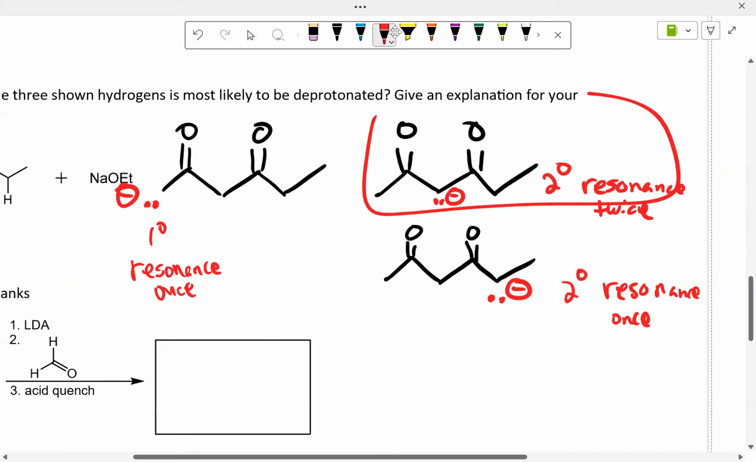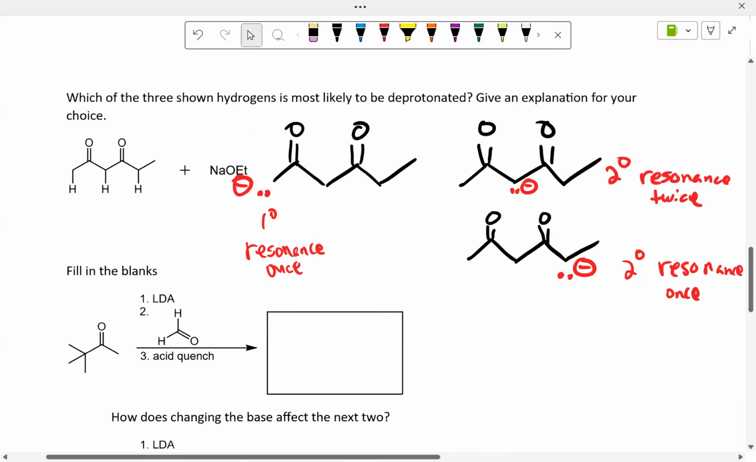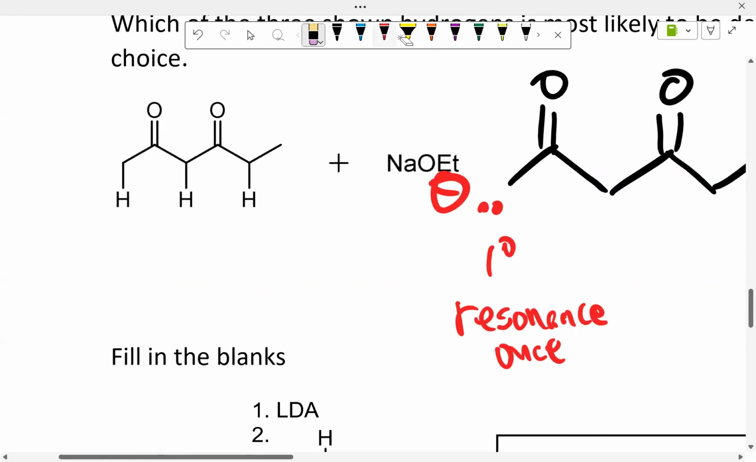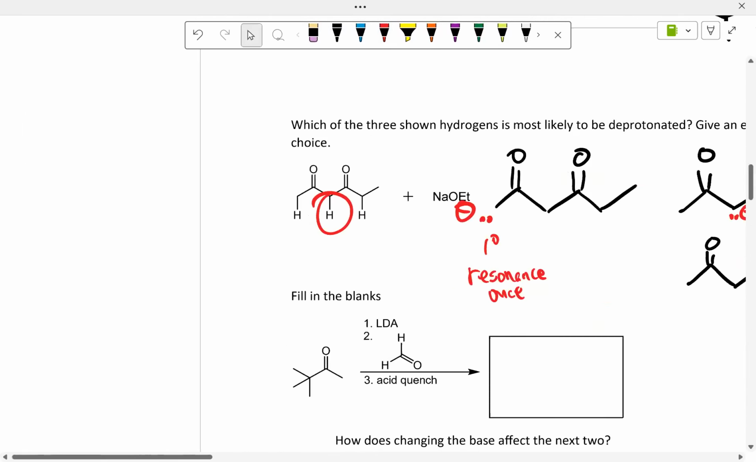It's going to be the middle one because it can do resonance twice. That is a lot more stable, making this hydrogen a lot more acidic. So it's going to be the second one, and it's because the resulting deprotonation can do resonance twice, which is a lot more stable.